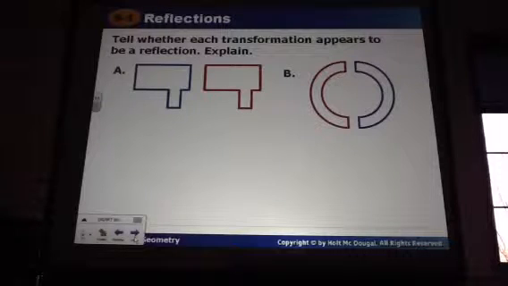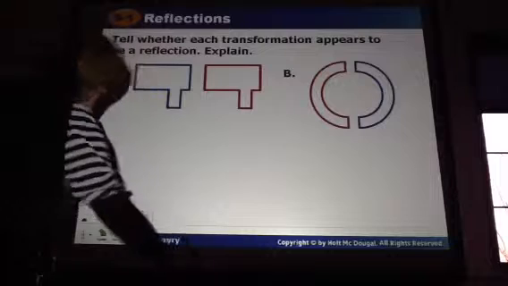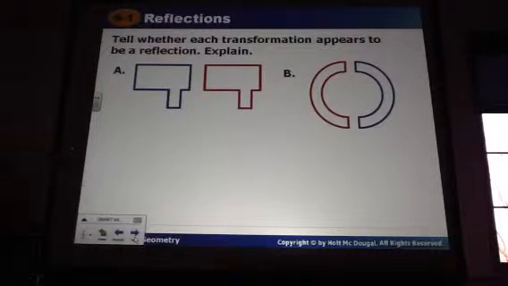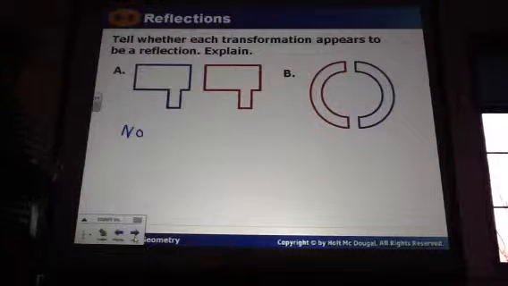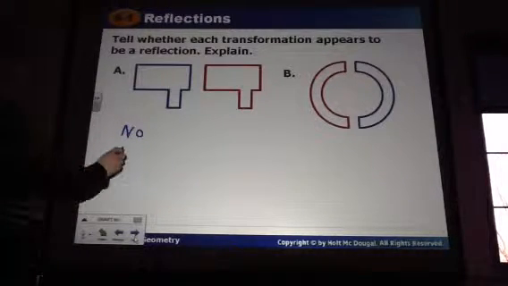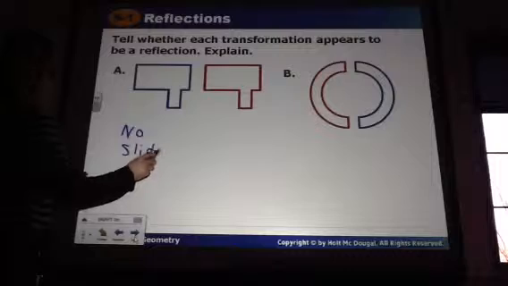Okay, so we're going to look at these and decide whether they are reflections or not. So, is A here a reflection? No, it is not. You all should know what type of transformation that is. That is a translation because it is a slide.